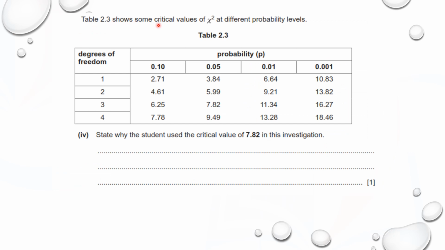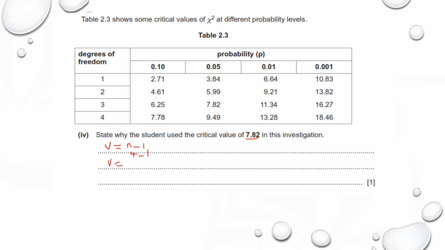Table 2.2 shows some critical values of chi-square at different probability levels. State why the student used a critical value of 7.82 in this investigation. This 7.82 is a result of the degree of freedom, which is n minus 1. N is the number of phenotypes. We have 4 phenotypes, 4 minus 1, which is 3. So our degree of freedom is 3.